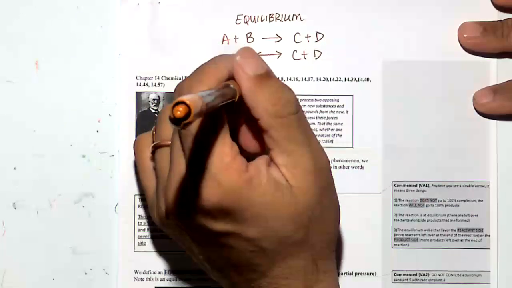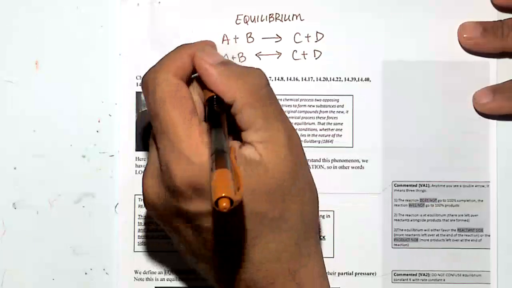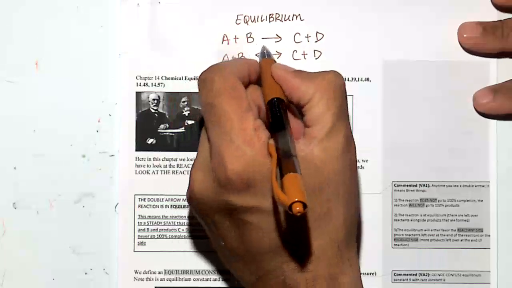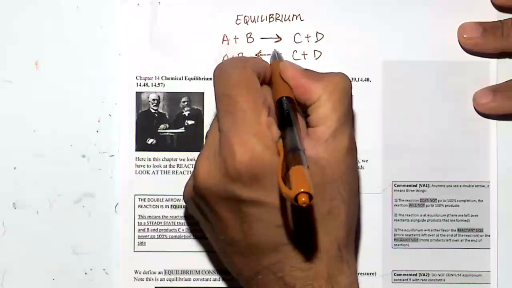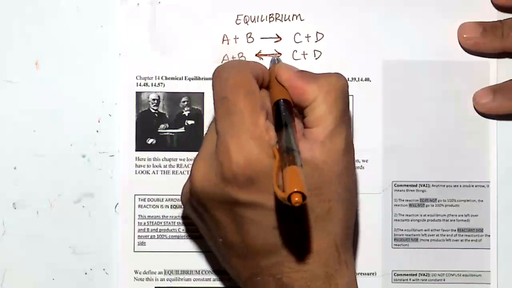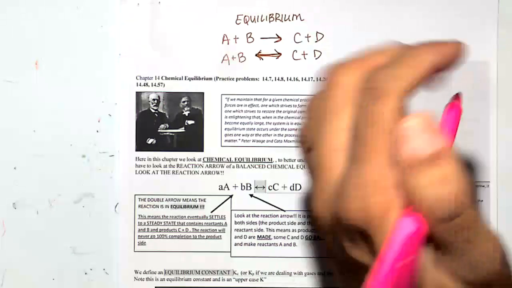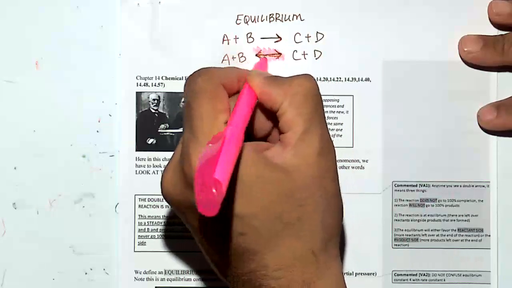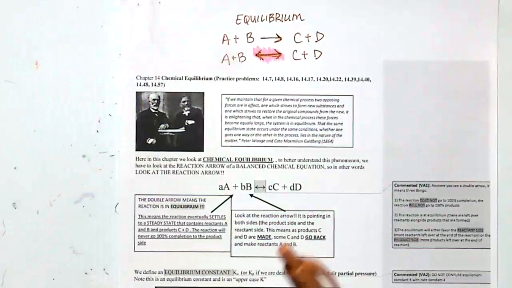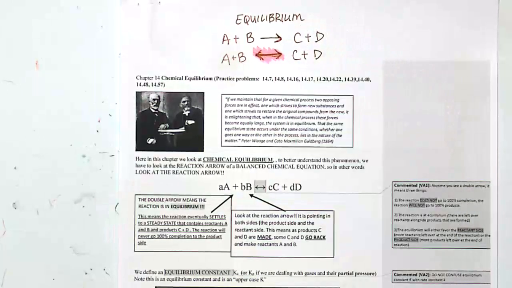So what's the difference between these two reactions? Anyone want to tell me? What's the difference between this one and this one? Same reactants, same products, but what's the difference? Difference? The arrows, yeah, correct. So this one is a reaction that we're going to call an equilibrium reaction.